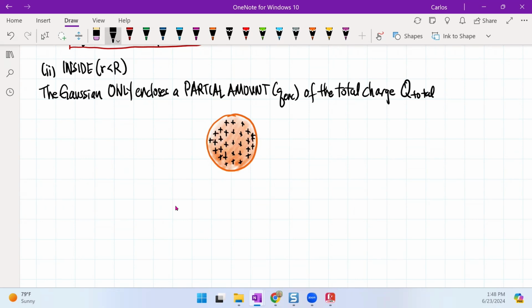So now what I'm seeing here is that I come in here and I'm going to pick my Gaussian right in here. What you're seeing is that it includes not the total charge, it's a smaller amount. So this Gaussian encloses Q enclosed.